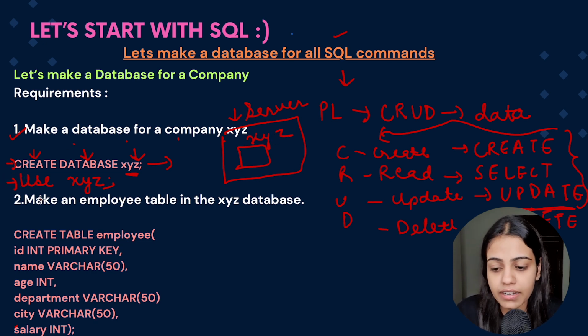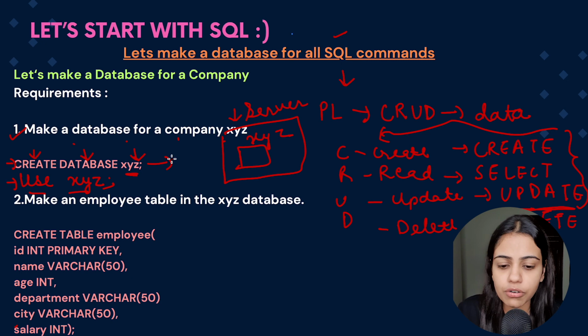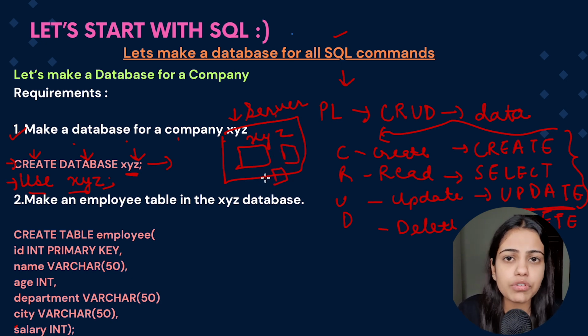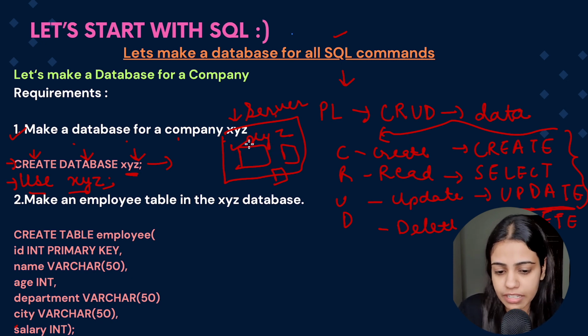Now the second command is use XYZ. As I told you, in a server there could be multiple databases. Now I want to execute some queries, so how would the server know which database it is being executed in? So we give this command, use XYZ, which helps the server know that any operation or query being performed would be performed in this XYZ database. So we will be hitting this particular query.